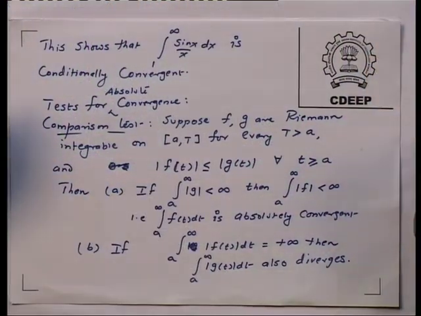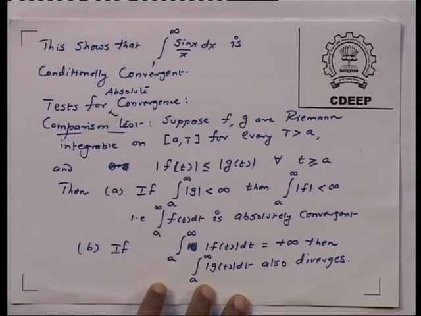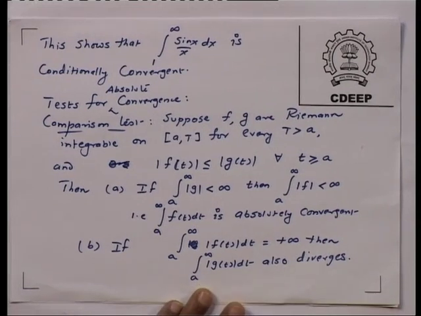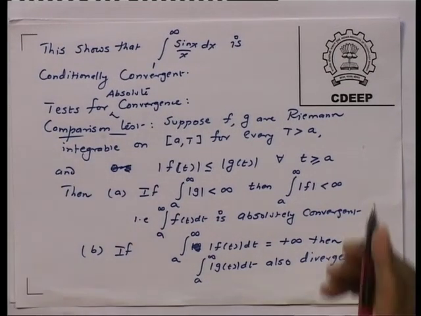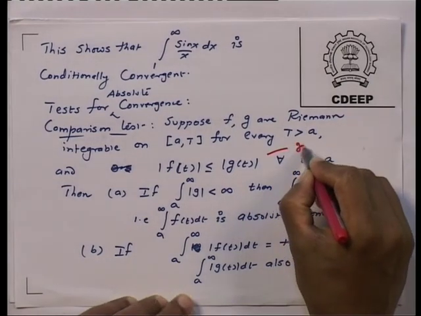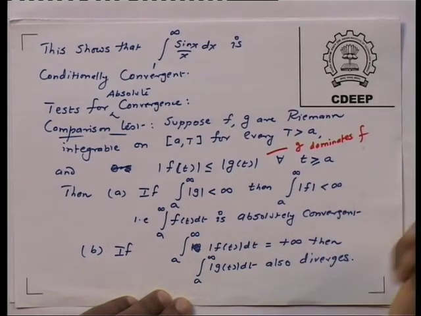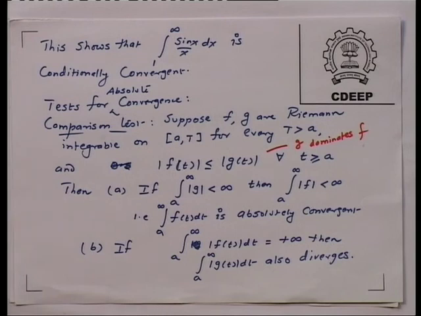So, tests for absolute convergence, the comparison test. Suppose f and g are Riemann integrable on the closed interval [a, t] for every t bigger than a. Just try to understand what the statement is trying to say. You do not have to write each and everything down. And what is given to you? That mod f(t) is less than or equal to mod g(t). We express this by saying that g dominates f, that is, mod f is less than or equal to mod g.